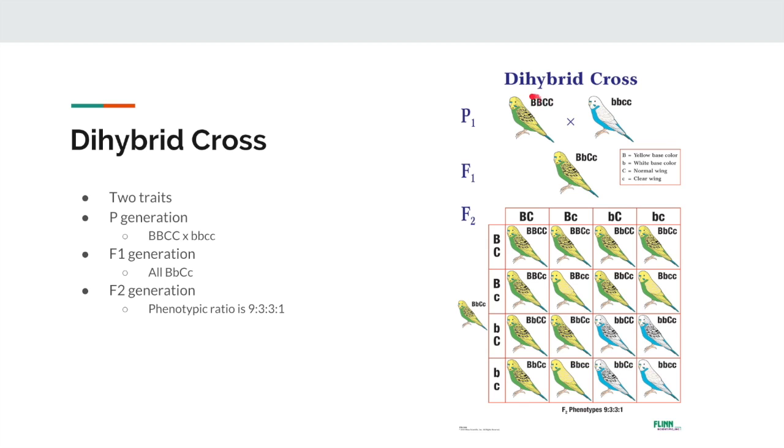So here our B alleles are one trait and our C alleles are another trait. So this one that I'm circling right now has two dominant B alleles and then two dominant C alleles, whereas this one is both recessive there. So in our P generation, we're going to cross fully homozygous parents, and one is going to be fully dominant and the other is going to be fully recessive.